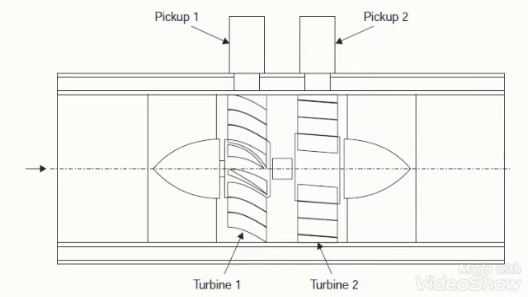Here you can see once again turbine 1 and turbine 2, but both have different types of blades, so they will rotate at different angular speeds and they will give an average rotation speed to the shaft. There are two pickup signals. These signal sensors will measure the speed and give us the mass flow average through the flow meter.